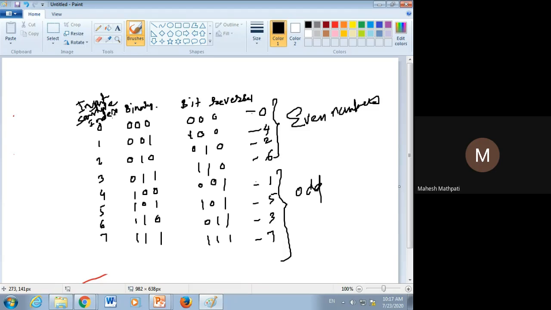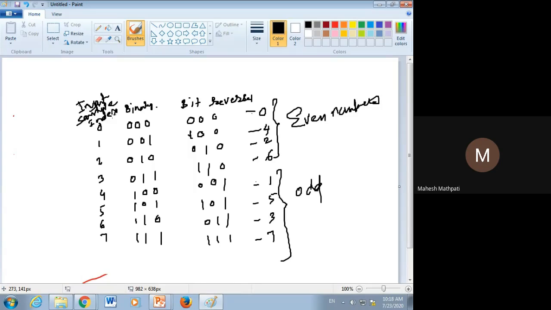Capital X of k, for k equals 0, 1 up to N minus 1, the input sequence has to be stored in a shuffled order, or bit reversal order. Full stop.